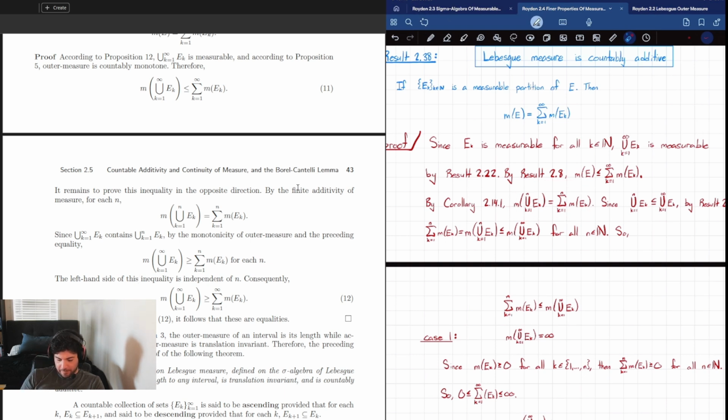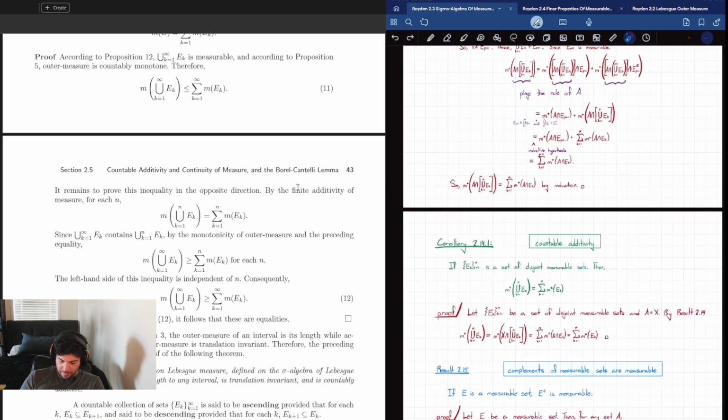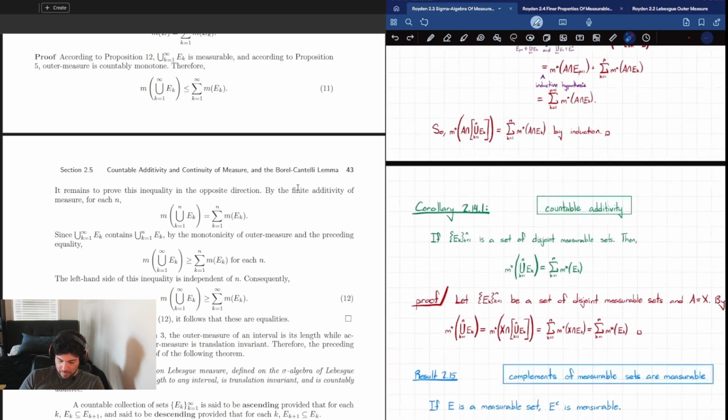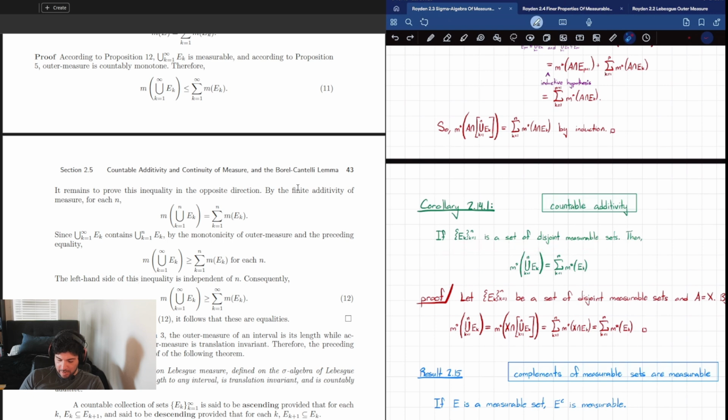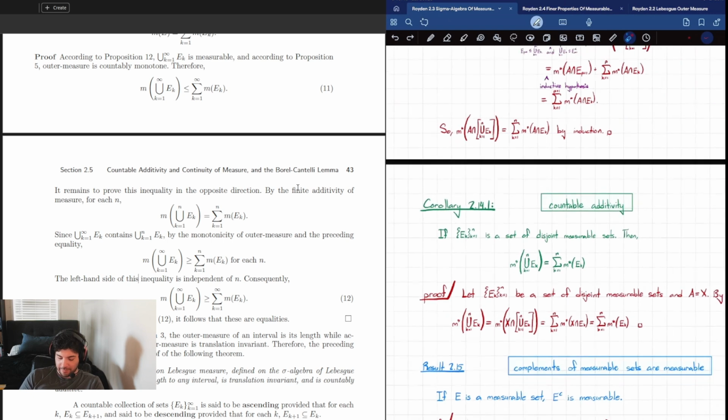So why does it depend on measurability of E? It's because corollary 2.14.1 requires that the sets be measurable and disjoint. And so this is like the first thing that we get from that consequence.